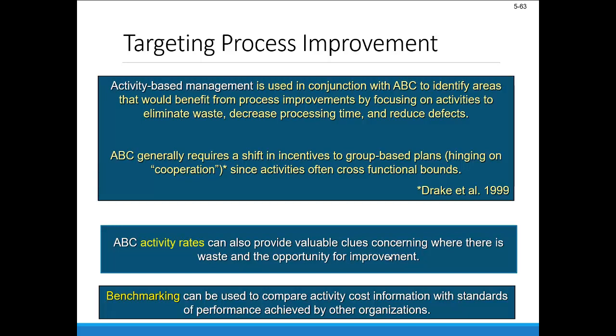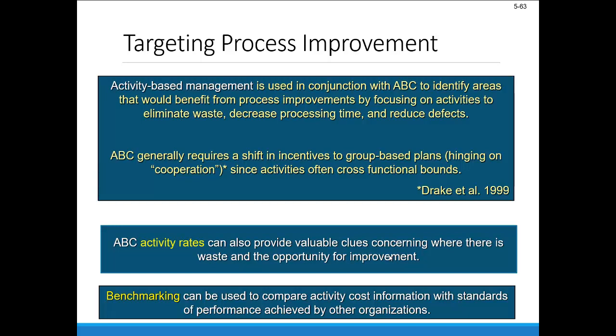It talked about ABM, activity-based management. That is used in conjunction with ABC to identify areas that would benefit from potential process improvements by focusing on ways to basically increase efficiency, right? Decrease processing time, eliminate waste, reduce rework of things that come out defunct or defective, and so on and so forth. ABC does generally require a shift in incentives, as we hinted at earlier, to things that align with managers' personal incentives, but also to group-based plans, hinging on some type of cooperation.